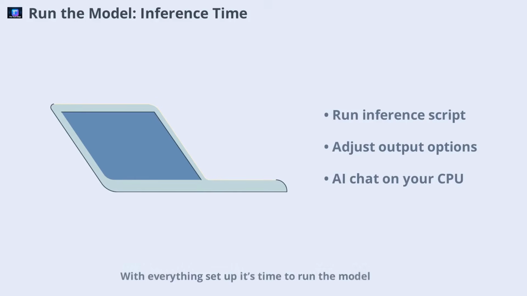With everything set up, it's time to run the model. Use the provided Python scripts to set up the environment and launch inference. You can specify options like how many words to generate, how many CPU threads to use, and how creative the AI's responses should be. The model runs in chat mode, acting as your trusty AI sidekick, all powered by your CPU. It's a hands-on experience that brings the power of AI directly to your fingertips.